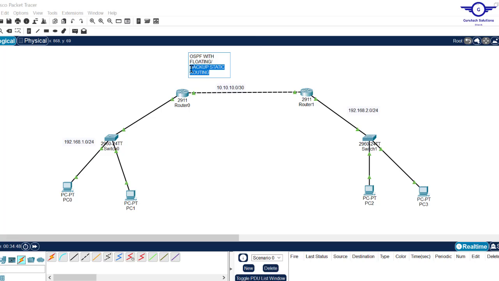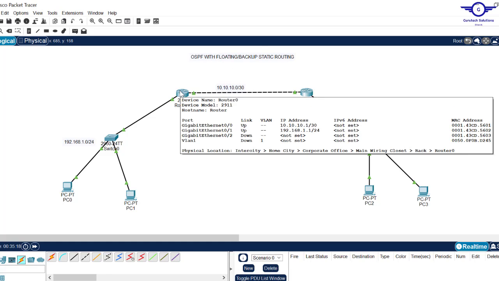Now it's the time to configure the backup static routing protocol, or the floating static routing protocol. Let's say all of a sudden OSPF fails in this network. How will these people communicate? We have to implement another routing protocol, which is the backup or floating static routing protocol. How do we do that? We do that by considering what's called administrative distance.